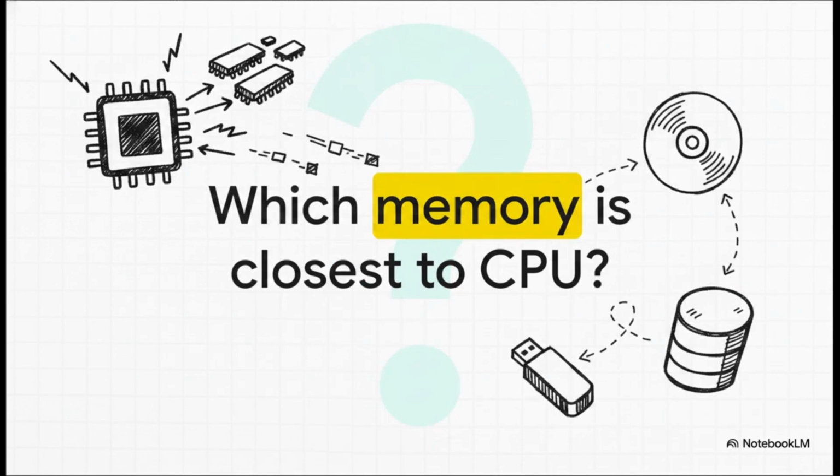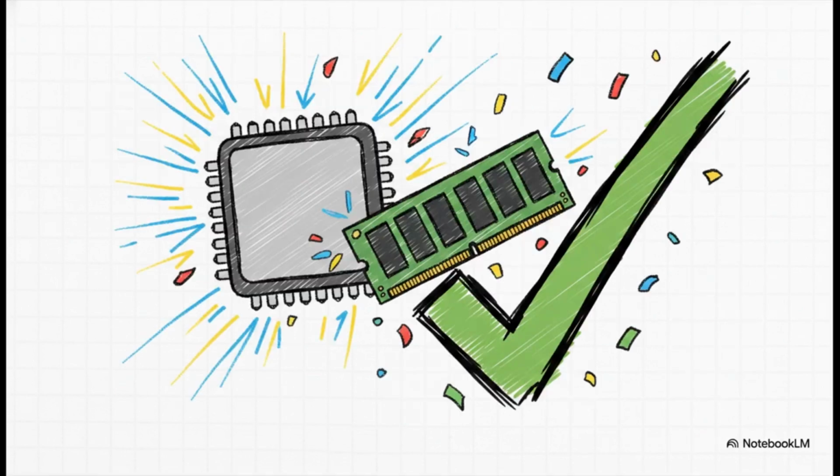All right, final question. Question 5. Which memory is closest to CPU? A. Magnetic memory, B. Optical memory, C. Semiconductor memory, D. Pen drive. Which one has to feed the processor at lightning speed? The correct answer is C, semiconductor memory. Because the CPU accesses it directly for active processing, it sits functionally closest to the actual brain of the computer.